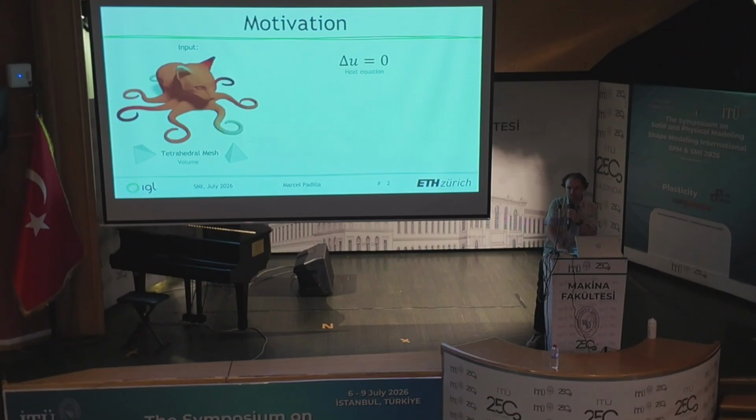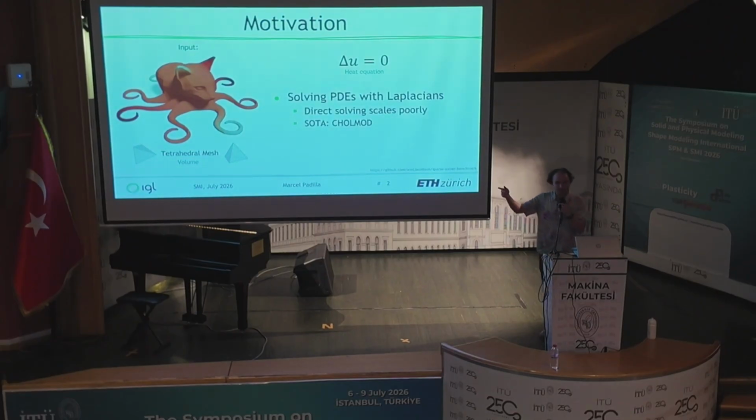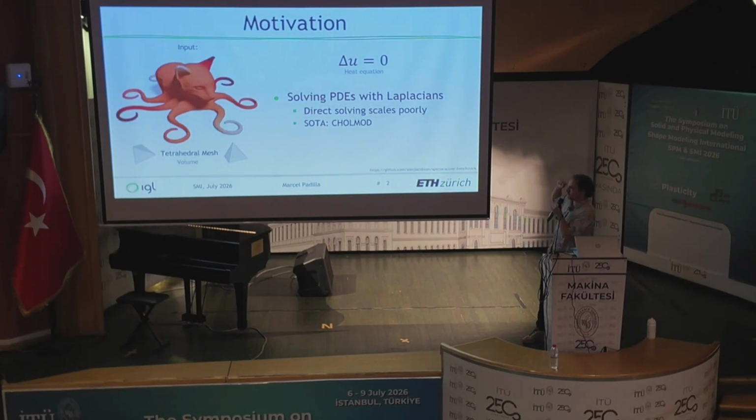And typically when you try to solve something like this, a PDE with a Laplacian on a volumetric mesh, you would instinctively first try a direct solver, but direct solvers scale poorly. And when you have volumes, you get a lot of vertices on the inside. So the scaling becomes quickly very expensive.